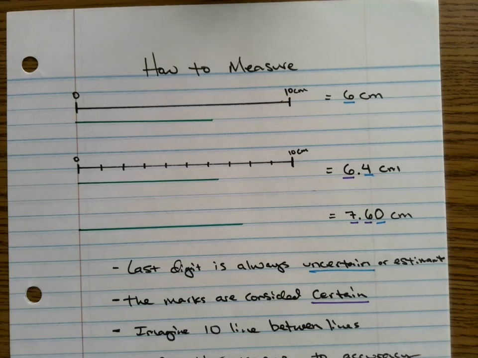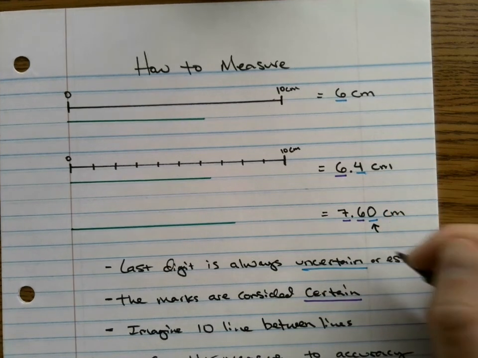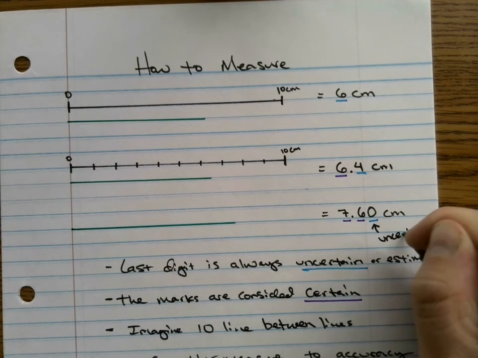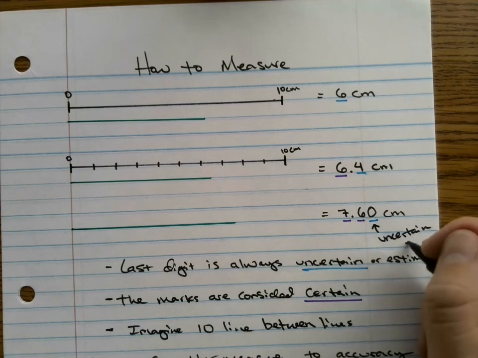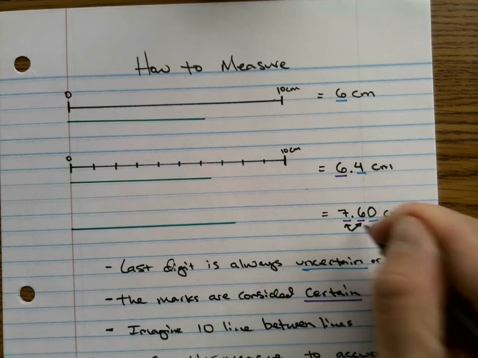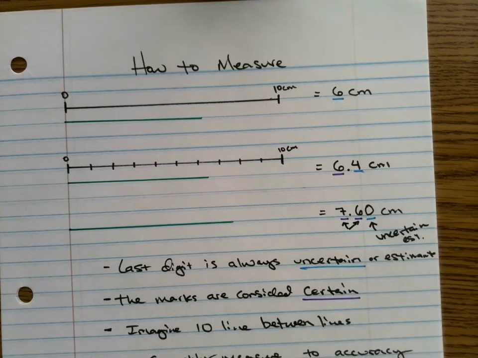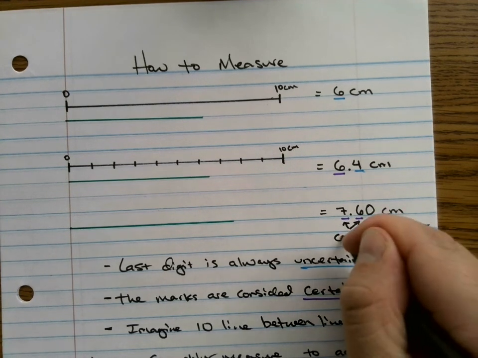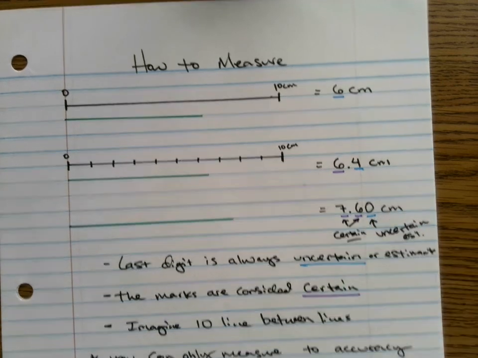Okay, so please keep in mind, these digits at the very end are uncertain and they're estimated. And the ones that are certain, that are markings on the ruler or the graduated cylinder itself, are considered certain. Okay, I think that's it for this video.